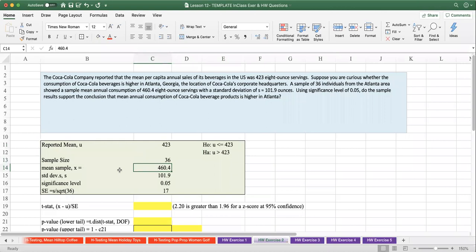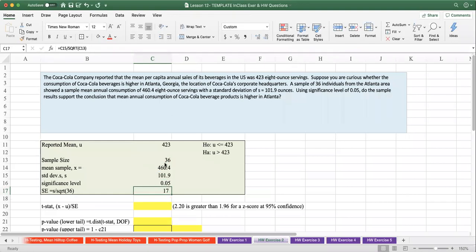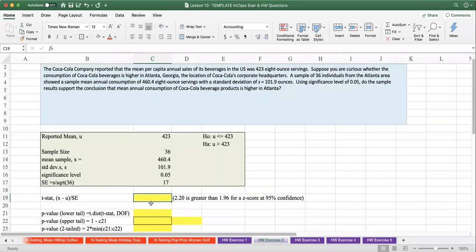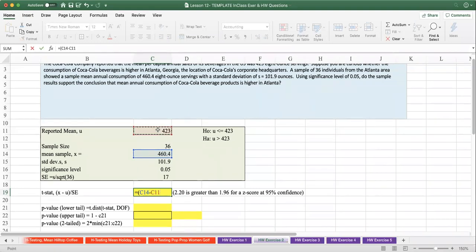It said the mean sample consumption was 460.4 in Atlanta, standard deviation 101.9, 5% level of significance, and then this I calculated here. This is just s, the standard deviation, divided by the square root of the sample size. And remember, that gives you the standard error when you're working with a sample, that you can use as a test statistic, which we're going to do next. So this first calculation allows us to get that test statistic. When you're doing hypothesis testing, you take the mean of the sample and subtract μ, and then you divide that by SE.